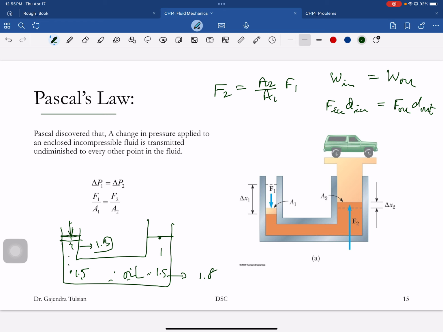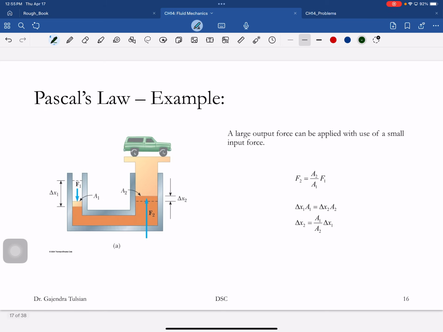When is that true? When there's no friction. In real life, it's never true, so you always get less. Yeah, but you were right. All right, so the price you're paying is the output distance is the inverse of the input distance.